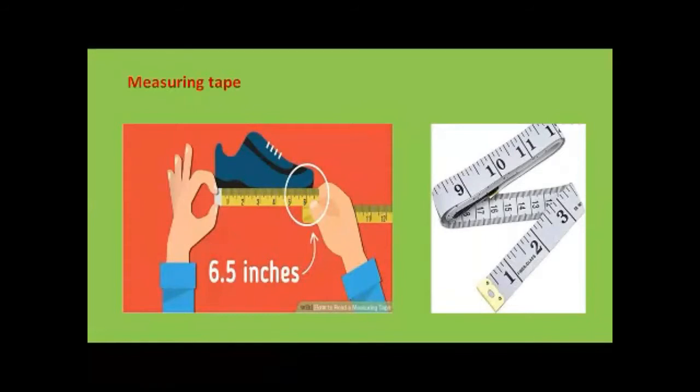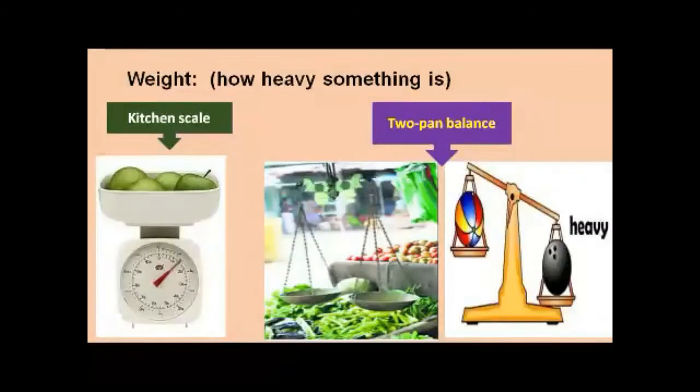So now let's go to the next one. Measuring the weight. What is weight? Weight means how heavy something is. So we can measure weight with the help of a weighing scale. What is a weighing scale? A weighing scale is a machine that shows how heavy something is. Here are some weighing machines, like you can see here. Different machines are used to measure the weight.